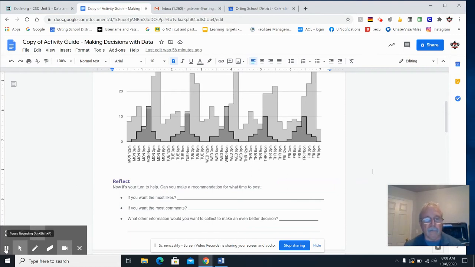Okay, based on what you see in front of you, if you want the most likes, when would be the most likes recorded on that graph? If you chose 6 p.m., you were correct. 6 p.m.